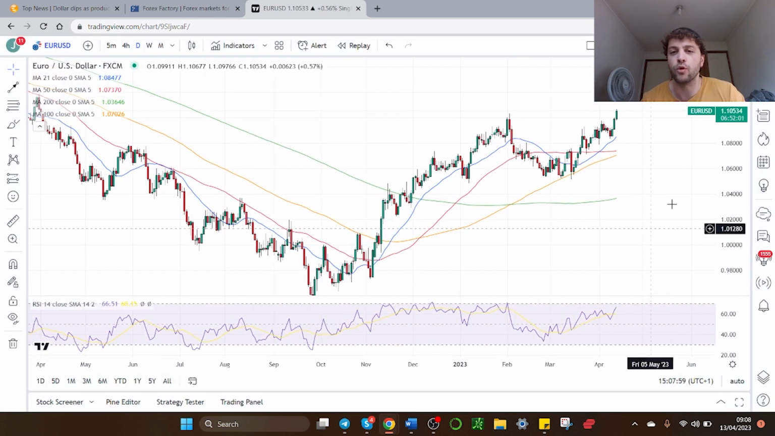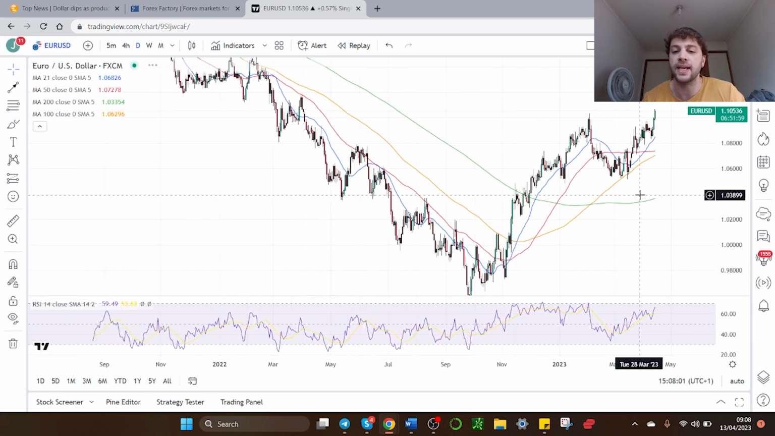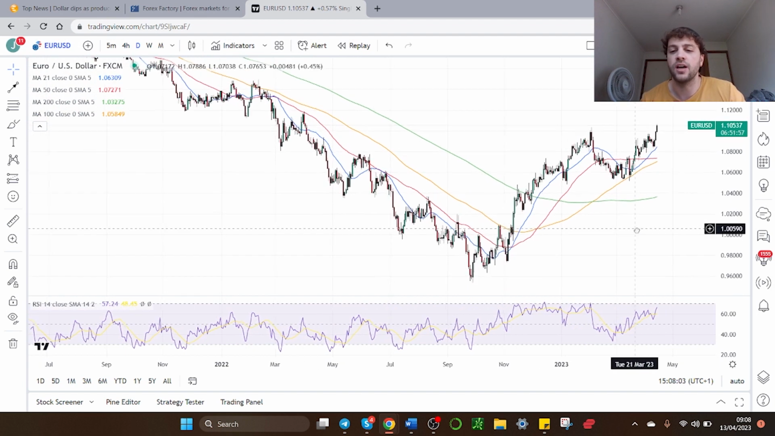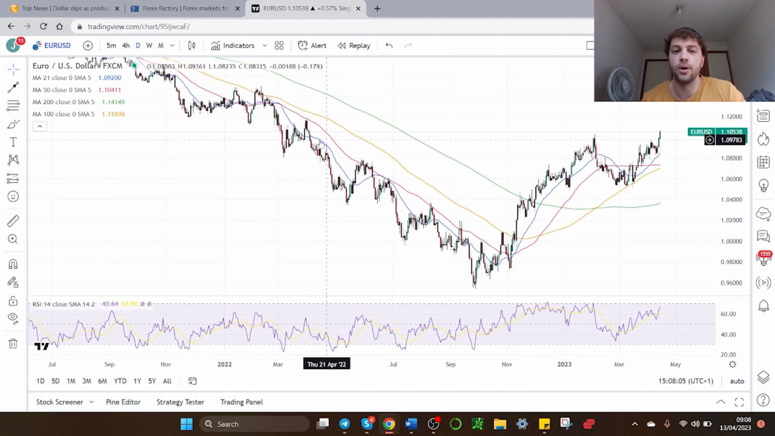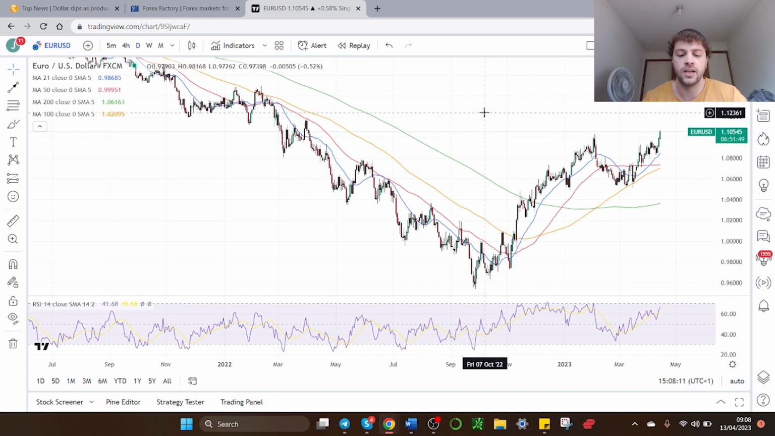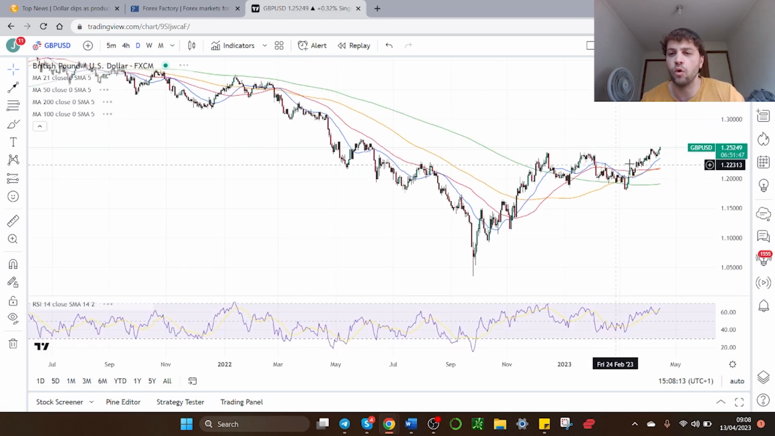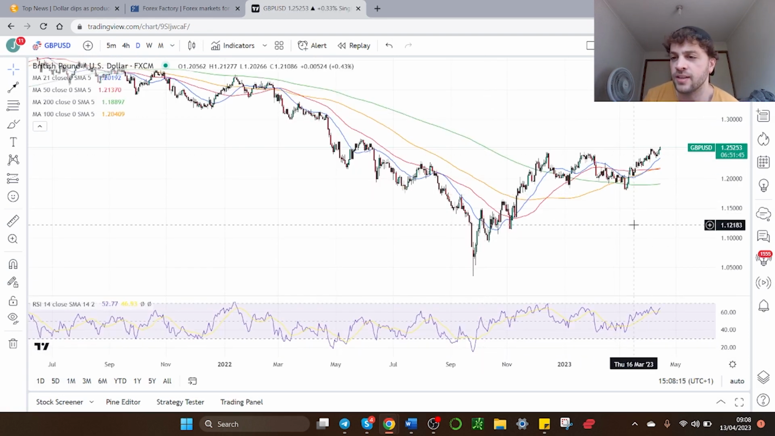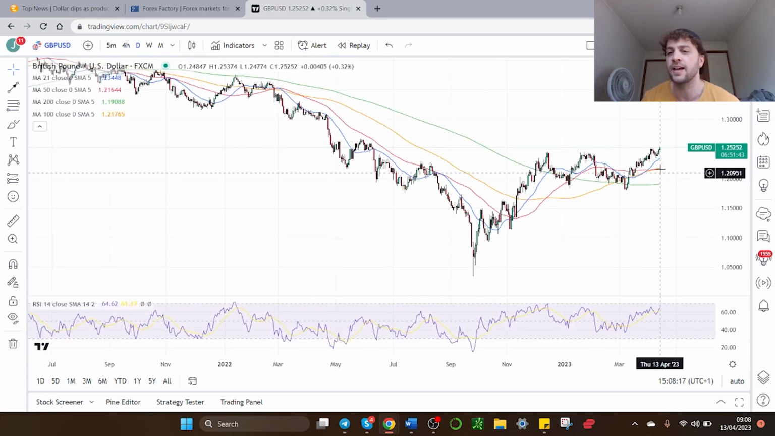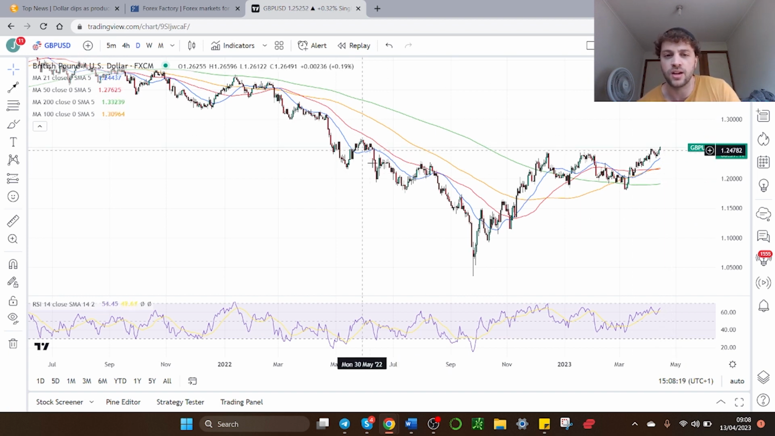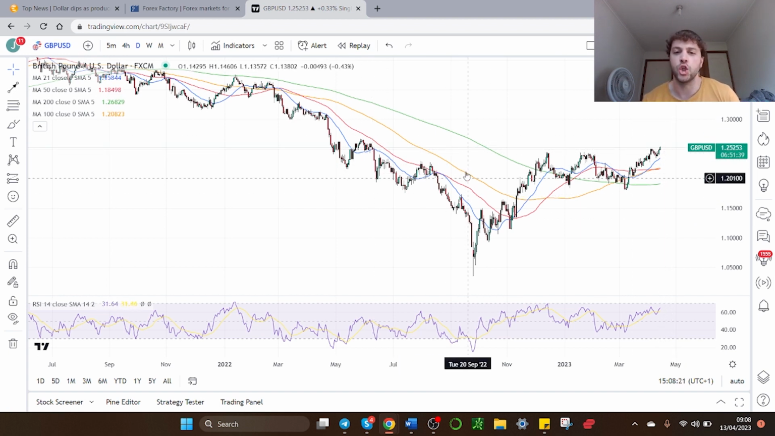And importantly, we've already had euro dollar, which is the biggest constituent of the dollar index, pushed to its highest levels since last April. Actually, it might even be since last March. You've got sterling, or cable, the exchange rate between the pound sterling and the US dollar, also pushing to its highest levels since last June.